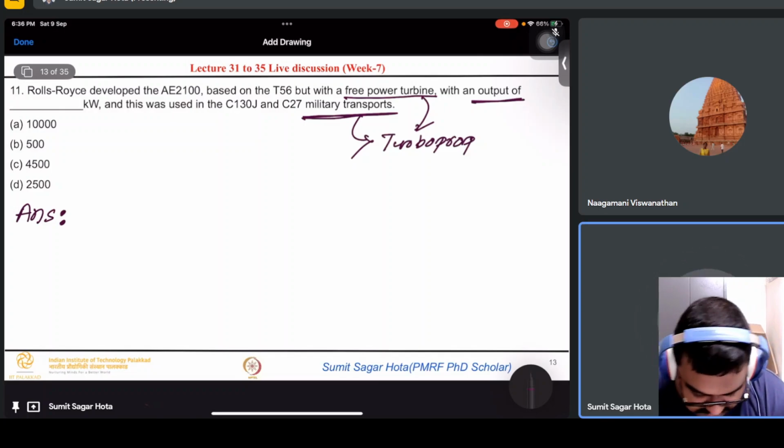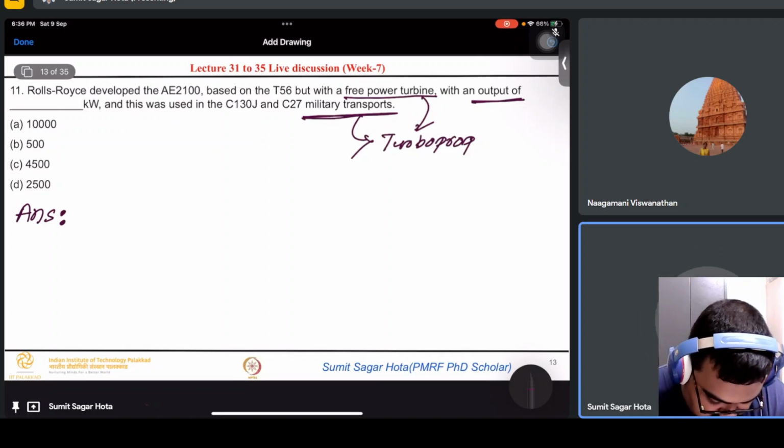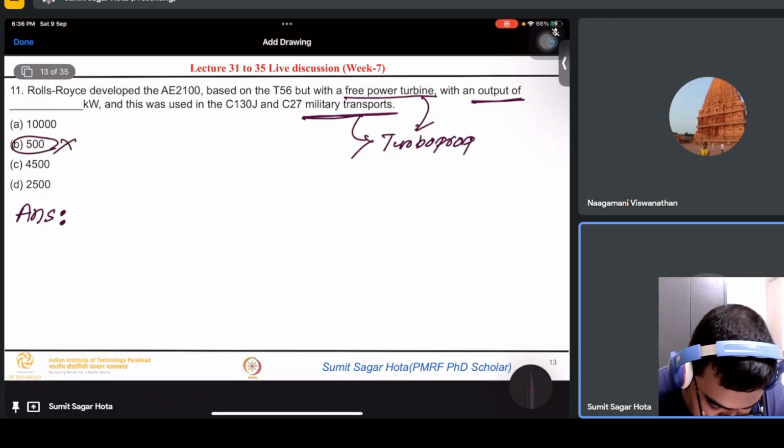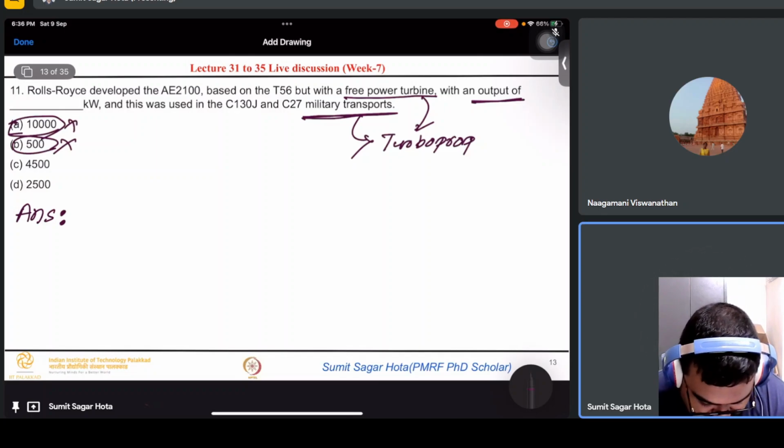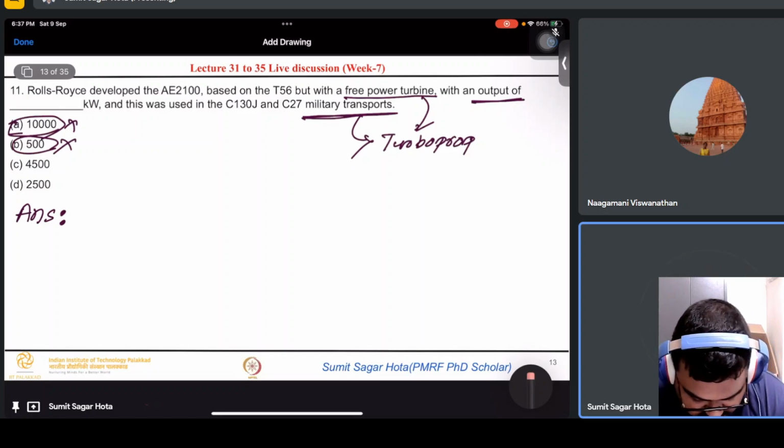Always remember, whatever the engine is, the power cannot be this little, at least 500, so this cannot be the option, and the power cannot be 10,000. If this much power is required, then there is no use of this machine. So obviously you directly cancel these two options. There will be two options left, 2500 and 4500, and we have to choose one between them. That's the reason these two options are also given.